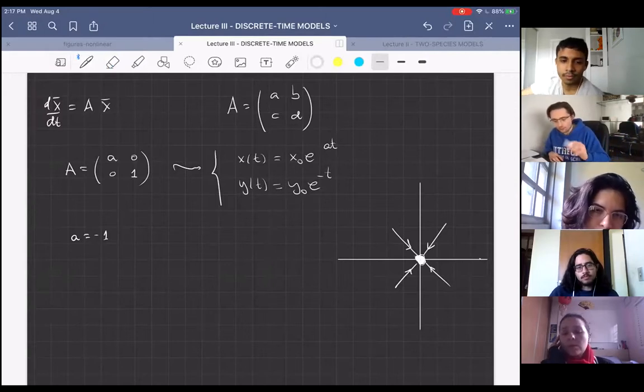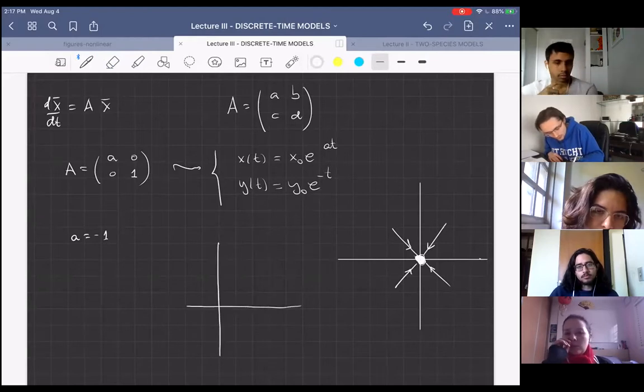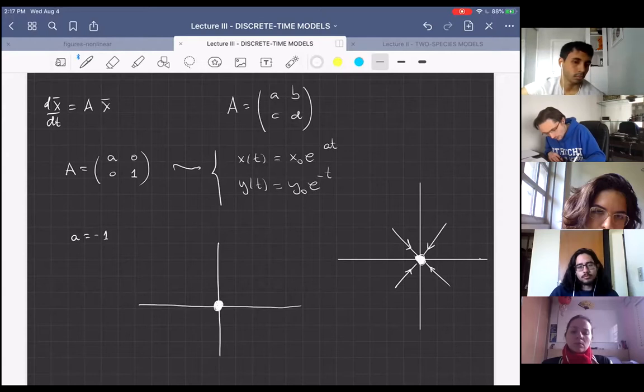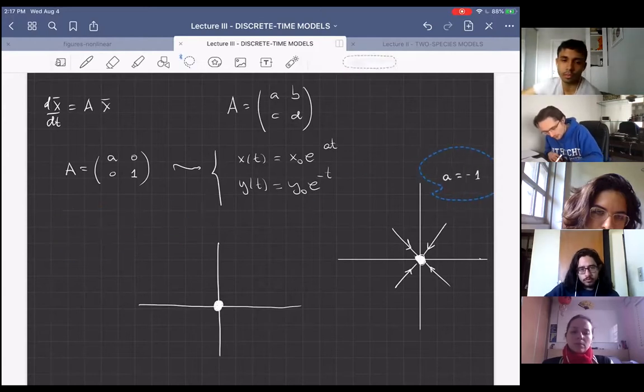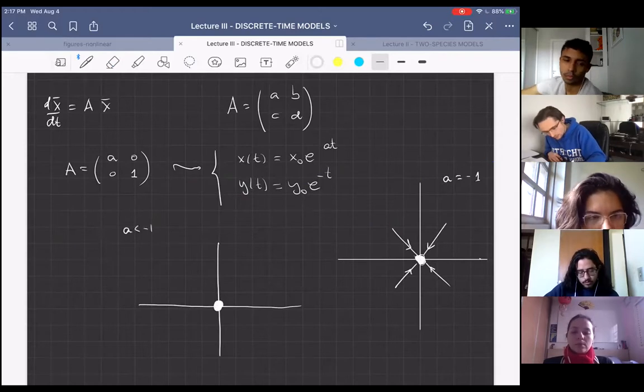If this is not clear for everyone, let me give you now another example, and let's see what you think. How do you think the solution is going to approach the fixed point? Let's make this a bit more clear. This would be A equal to -1. And let's consider here a case where A is smaller than -1.